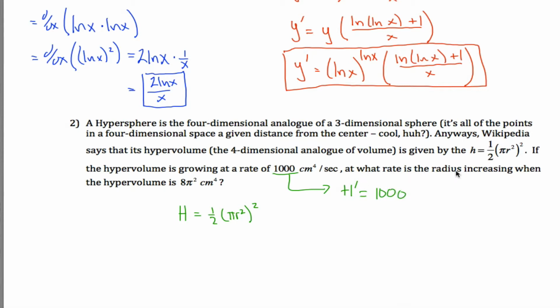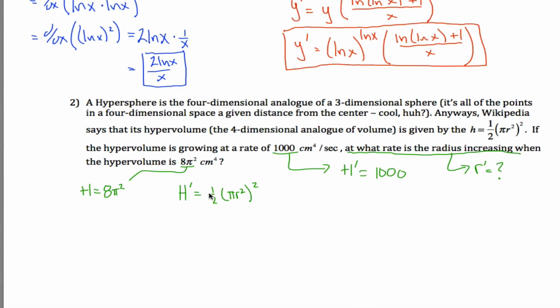And it asks you the question, at what rate is the radius increasing? This is saying r prime is equal to what? When the hypervolume is this thing right here. So this was H prime, the rate that it was increasing. This tells you that H is equal to 8 pi squared. So taking all these numbers, I can plug them into what I'll get from this equation once I take the derivative of both sides.